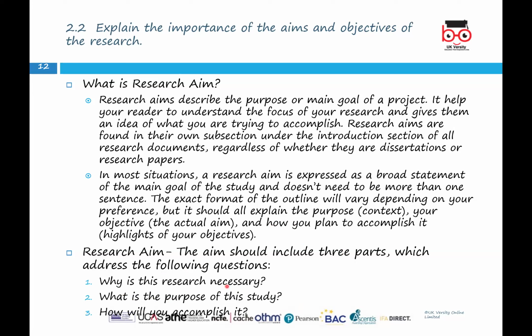Because of patient turnover or because of increased seriousness of other patients. What is the purpose of this study? This is what I want to see. I want to see the waiting hours, how excessive are the waiting hours, what impact does it have on the other patients or the same patient, and how will you accomplish it?